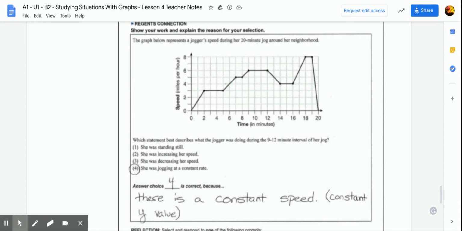The answer was the last one. She was jogging at a constant rate. The graph is horizontal, so that means there is a constant speed, a constant or the same y value or dependent variable.